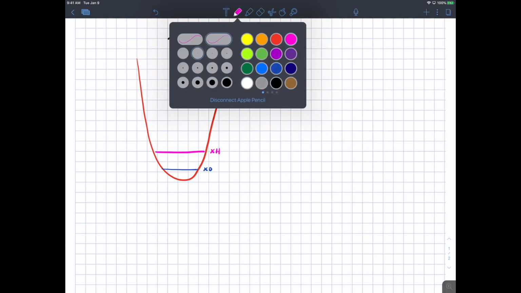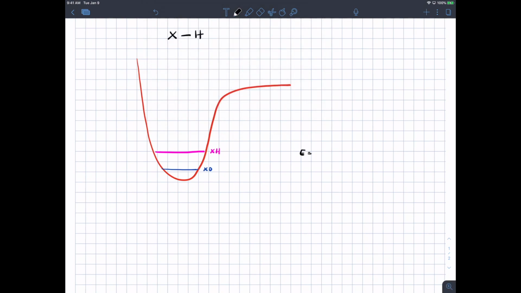And remember that vibrational energy levels are 1/2 plus n, where n is an integer, times Planck's constant times the frequency of vibration. So when n equals 0, it's just 1/2 Planck's constant times the vibrational frequency.